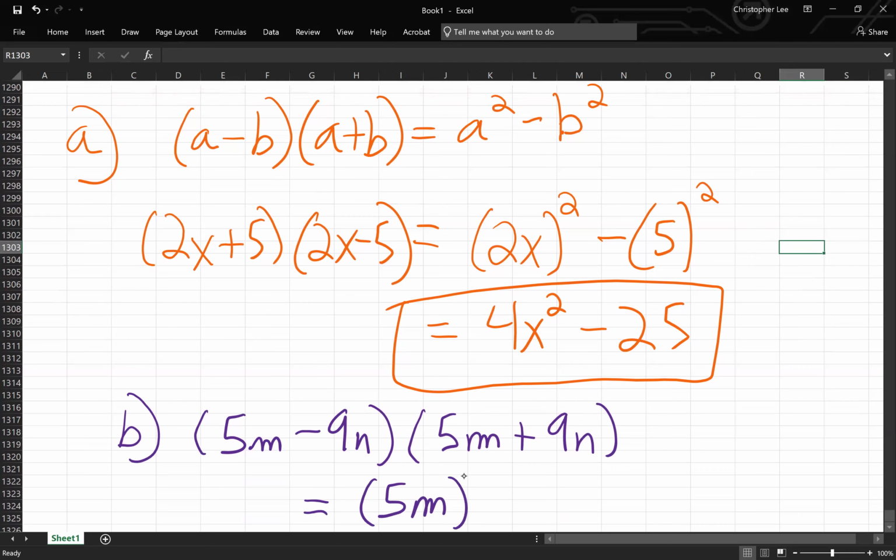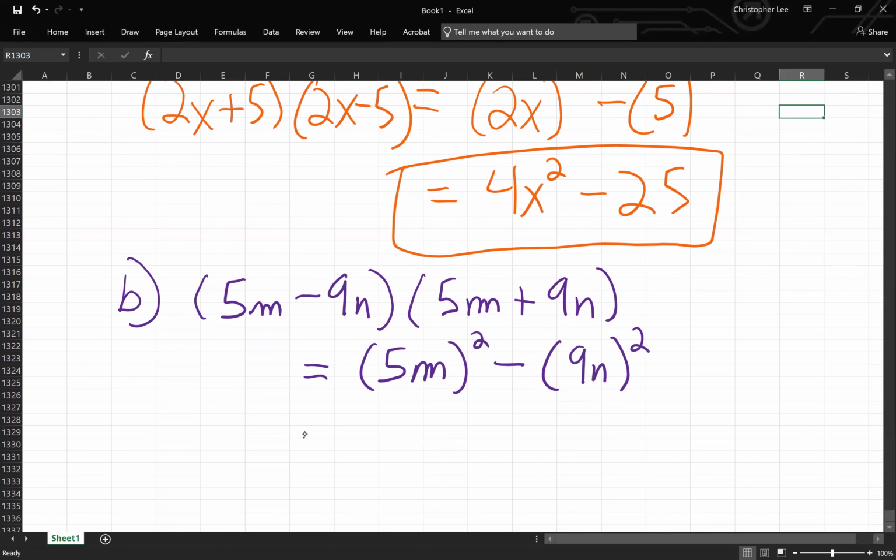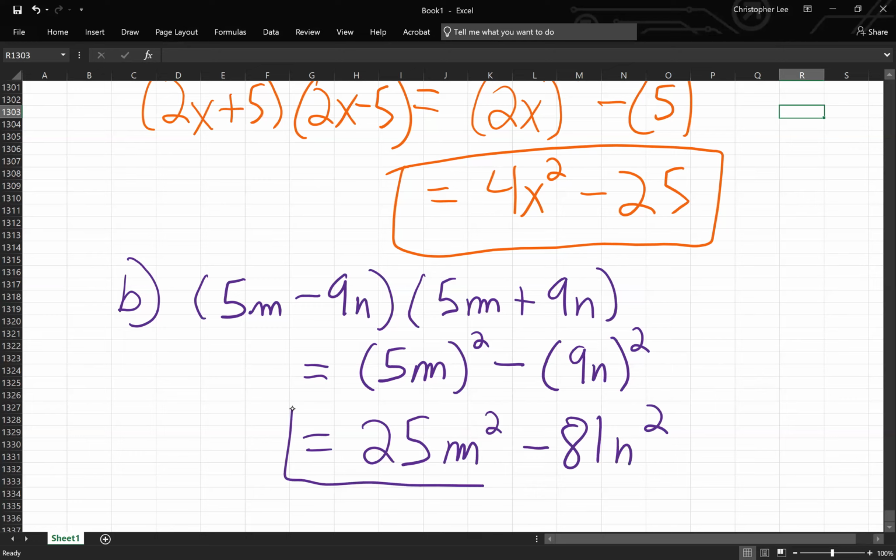This is going to be 5M minus, open parentheses, 9N squared, right? Doing the math on this, what do I get? 25M squared minus 81N squared. That's it. I'm done. All right. If it doesn't make sense, use the distributive property, use the vertical rule. You'll be good. Promise. All right.